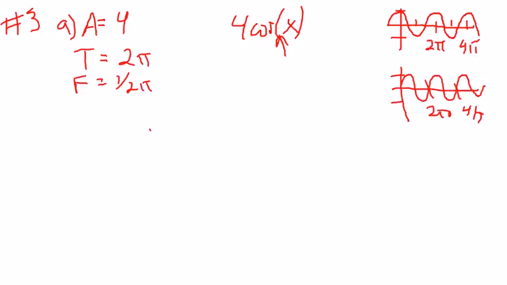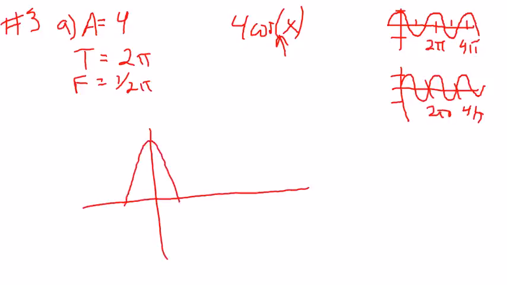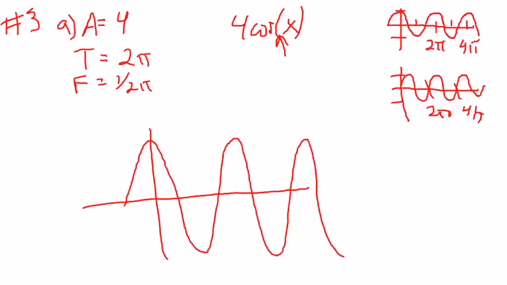To graph it, I go like this. It's a cosine graph, so I'm going to start high, go down, up, down, up, down. Try to make it somewhat consistent. Up 4, down 4. That's a rotation, so that becomes 2 pi. That makes this pi, this 3 pi. And that's labeled enough. So that's all you've got to do.